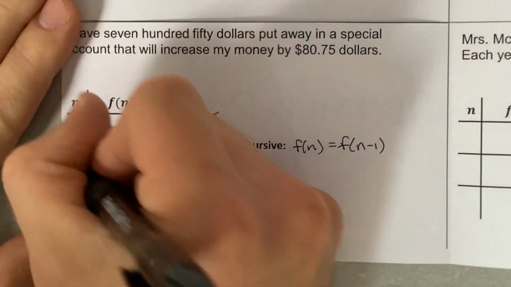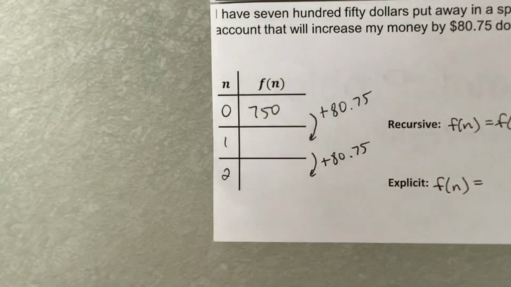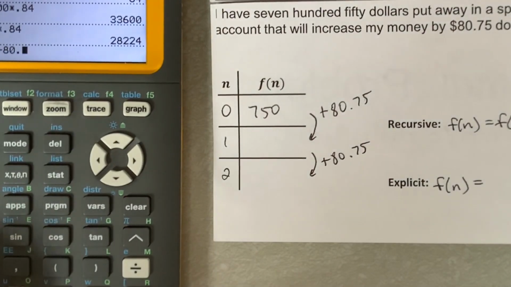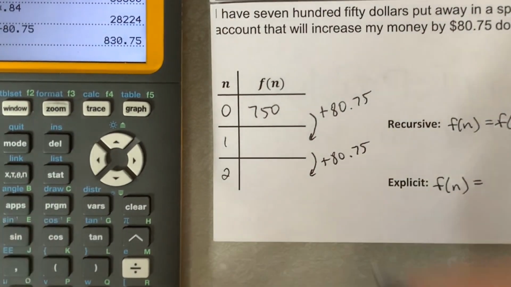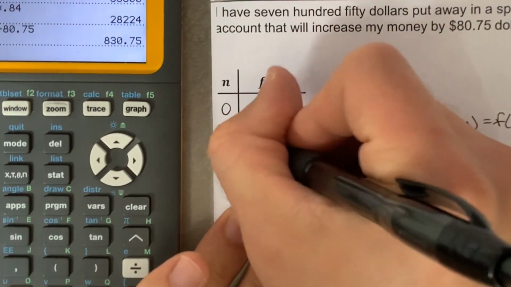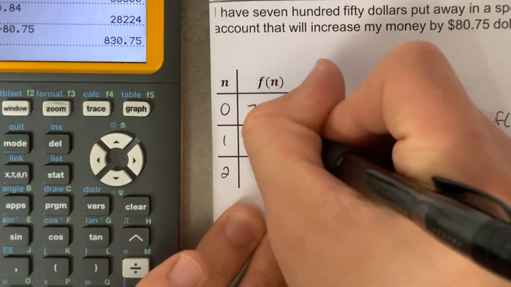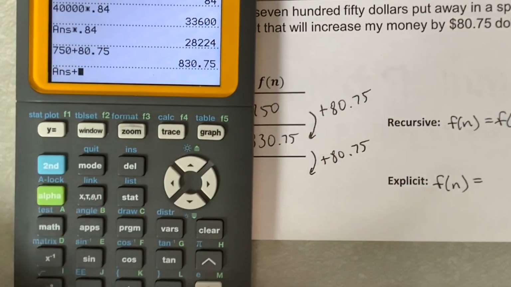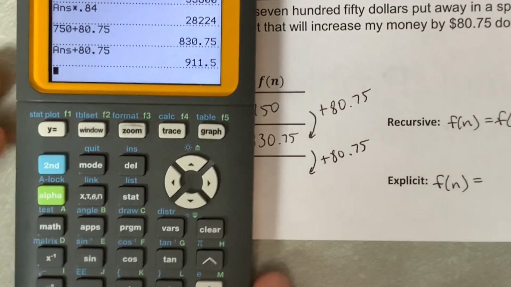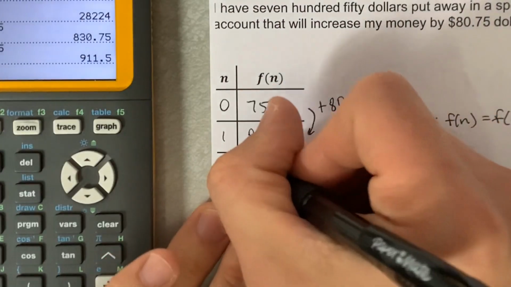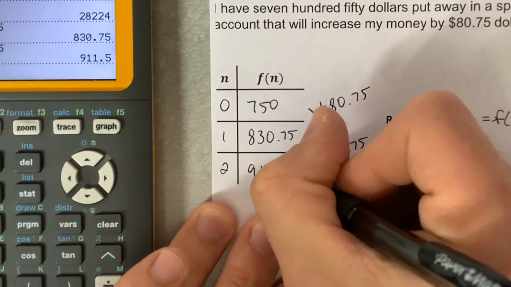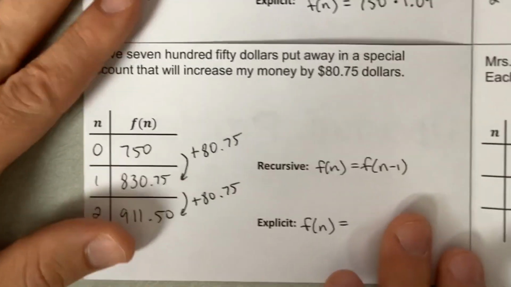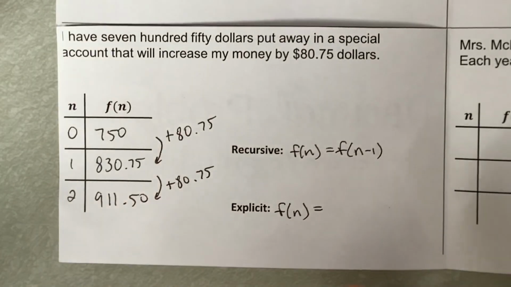And here we go. So 1, 2, let's figure out what this table is going to be. So we have 750 plus 80.75, $830.75. Let's add another $80.75. That gives me $911, and that's gonna be 50 cents. And there we go, guys. It's that simple.